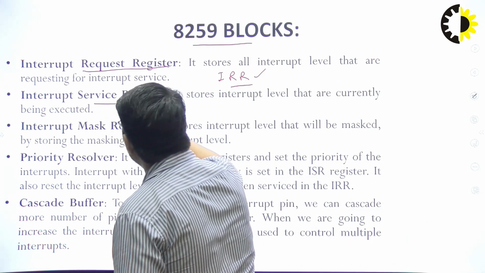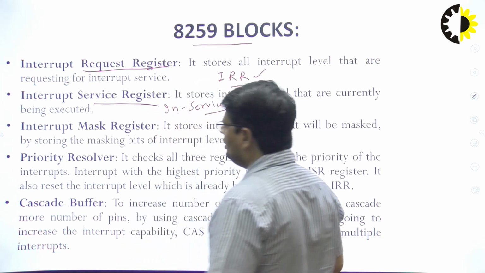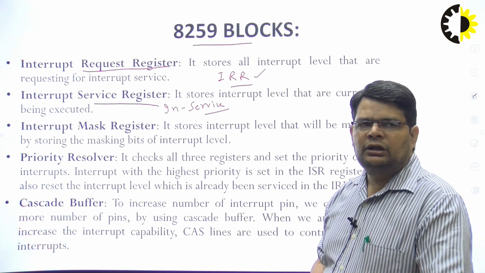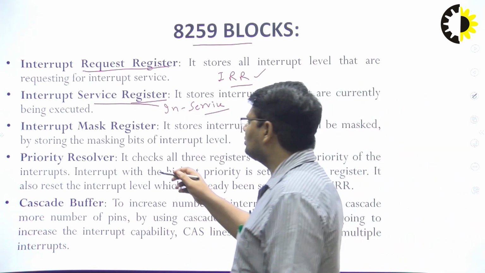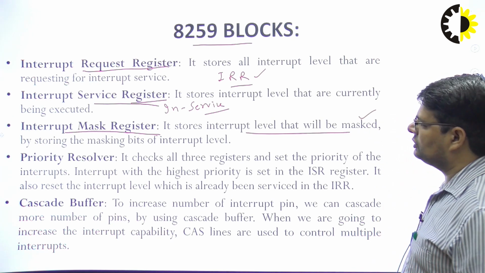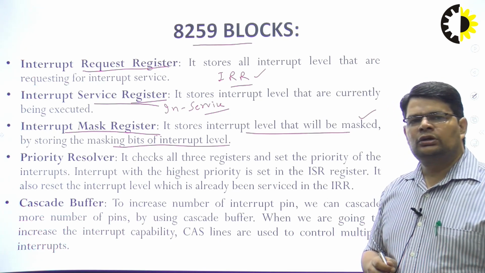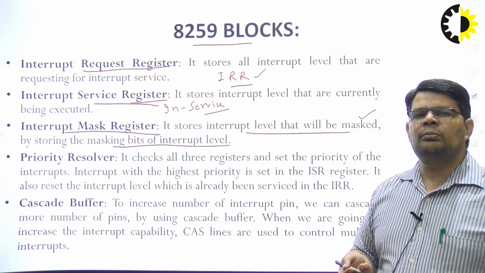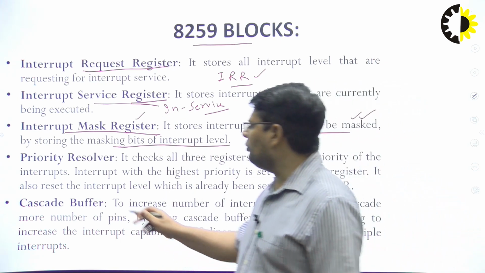Then the interrupt service register or in service register: basically the interrupt request with the highest priority, or the interrupt that is being currently executed, is stored in this in service register. Next we have the interrupt mask register. Basically it stores the interrupt level that will be masked or stopped from executing. It can happen that we want to avoid service to a particular interrupt request, so that interrupt request needs to be masked. So the interrupt number of that interrupt which is to be masked is stored in this interrupt mask register. Then we have a priority resolver.